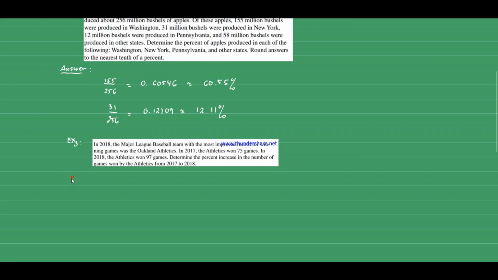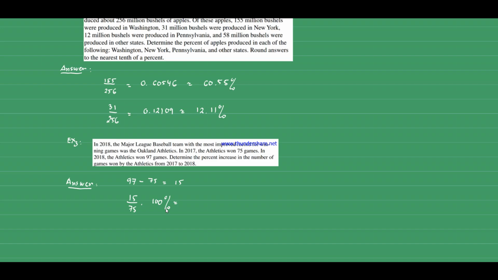Very easy. First of all, we need to calculate the increase. It goes from 75 to 97. So to calculate the increase, you take 97 and subtract 75, which gives you 22. Then you take the 22 and divide by the original one, which is 75. Then you multiply by 100%, and that gives you the percent increase.